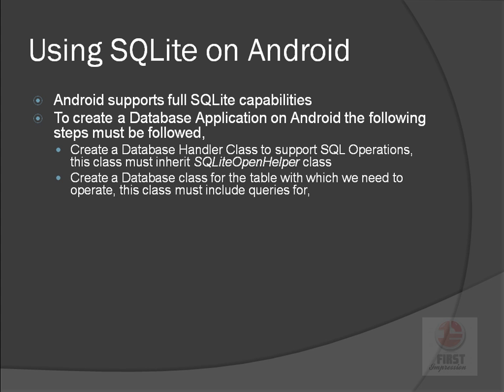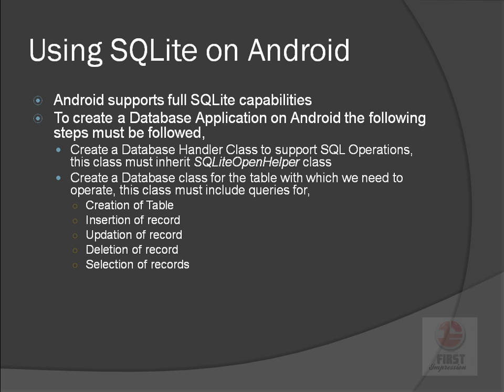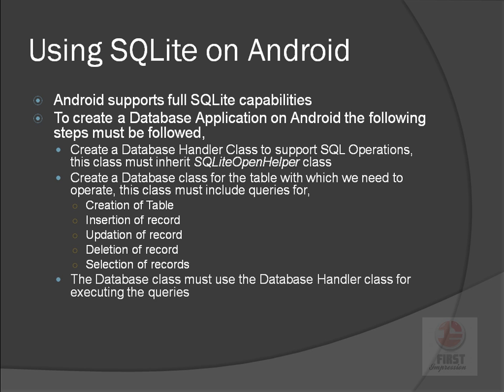Step 2: you must create a database class for the table on which you need to operate. This class must contain queries to insert, update, delete, and select records, and it must also contain a query to create the table. That query to create the table should also be inside the database or table specific class. Then the database class should use the database handler class to execute the queries. So you have the database handler class, and with it the database class, which is the table specific class. This class must use the handler class to access the SQLite database.